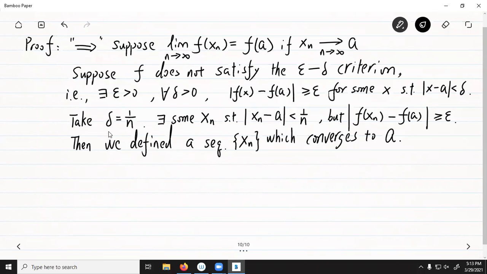So using this way, we allow n to take all the natural numbers. Then we can define a sequence xn this way, and the sequence has the limit a.